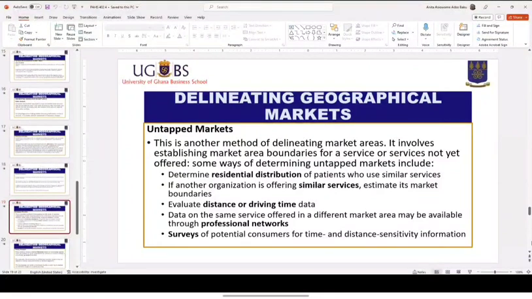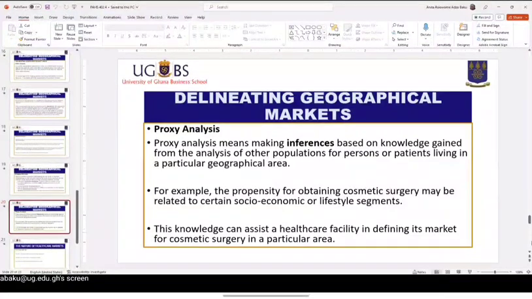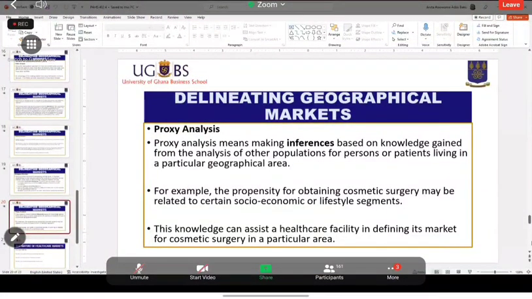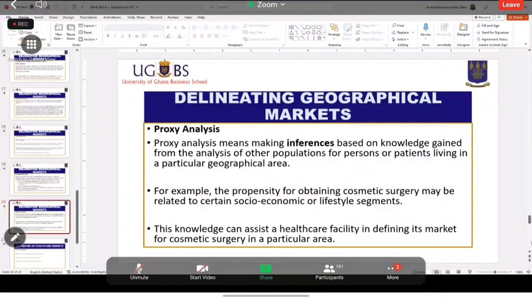Then you could also use inferences to be able to define your market. When you make inferences, what it means is that you make assumptions based on some information you have. So for instance, let's say that you've seen that the socioeconomic lifestyle of a group of people is changing. You can anticipate that as they become more wealthy, it's changing positively. So then you can anticipate that as they become more wealthy, they are likely to demand services like cosmetic surgeries and other things. And so based on that economic data that you have, you can make inferences that these people are going to be needing some of these services. And then you strategize yourself to be able to provide such a service.